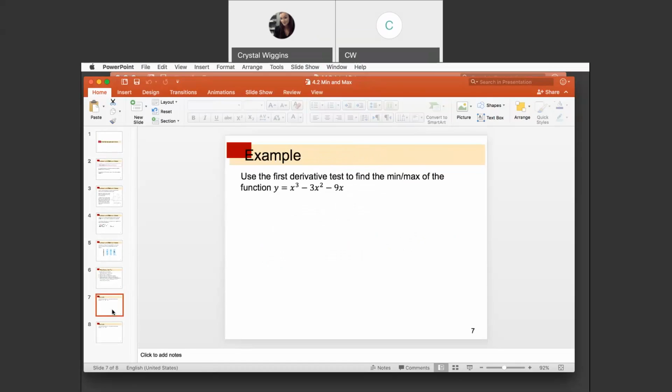Our example is using a function. f of x, or y, equals x cubed minus 3x squared minus 9x. Let's jump over to the whiteboard.